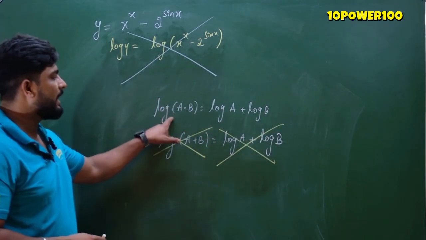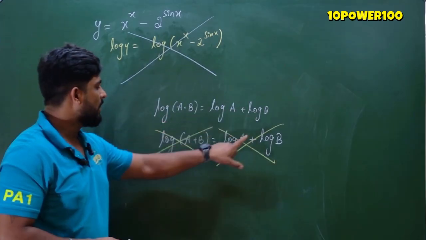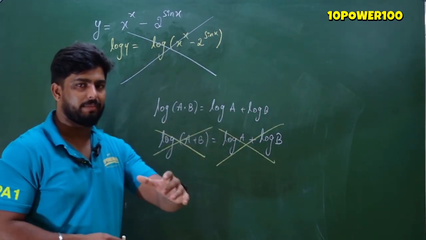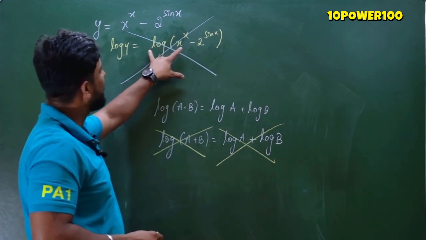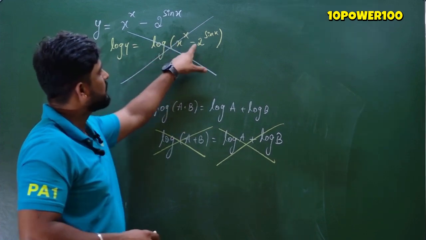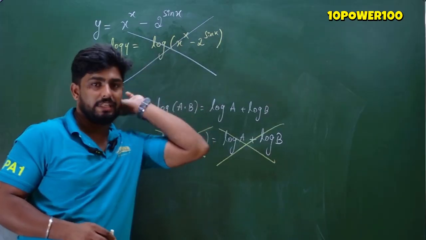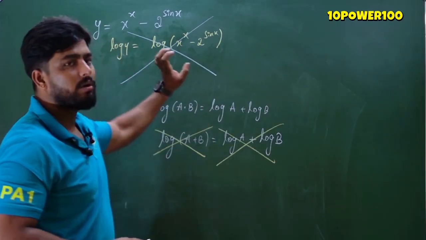Log of a into b can be taken as log a plus log b, but log of a plus b, there is no formula for it. So if we take log like that, we cannot take it as log x to the power x minus log 2 to the power sin x. So this is the major reason why we can't do log on both sides in these cases.